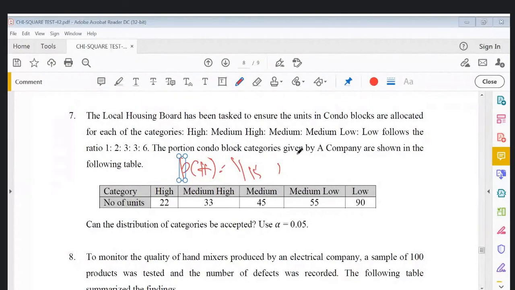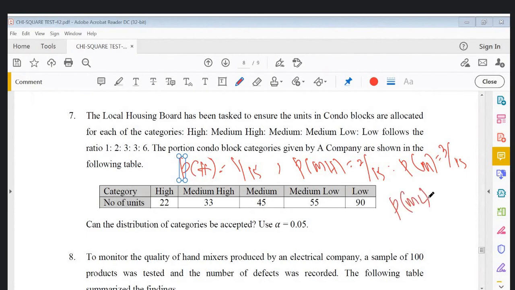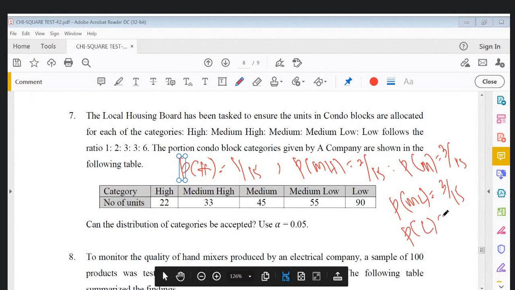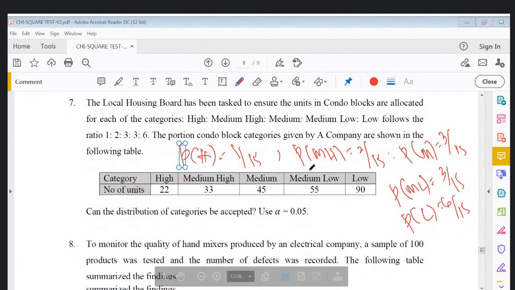Okay, P medium high. What is P medium high? Okay, 2/15. Okay, third, P medium, 3/15. Okay, P medium low, 3/15. Okay, the last one, P low, 6/15. Okay, finished.